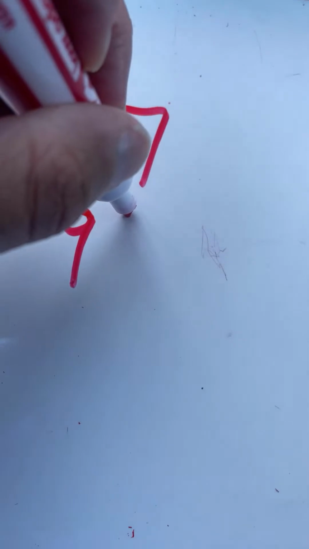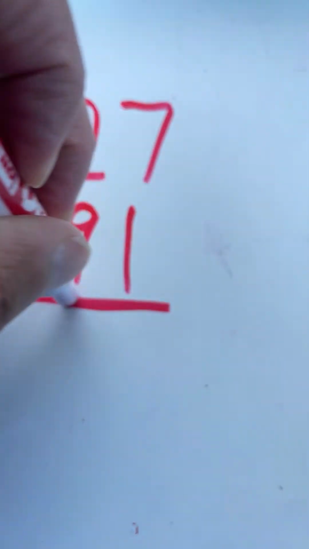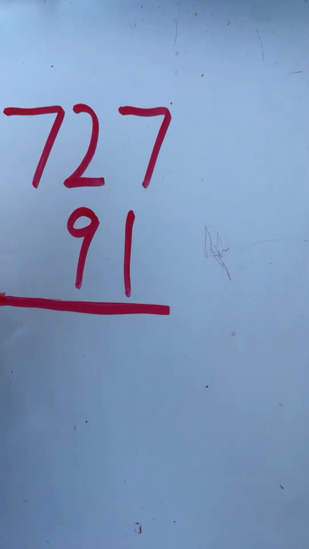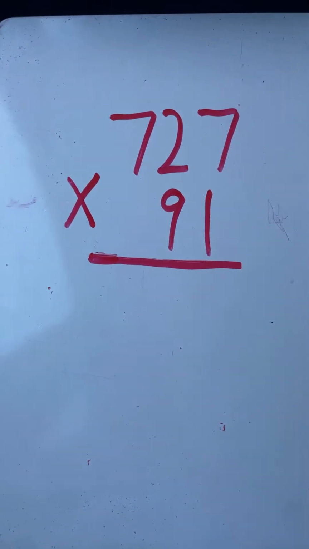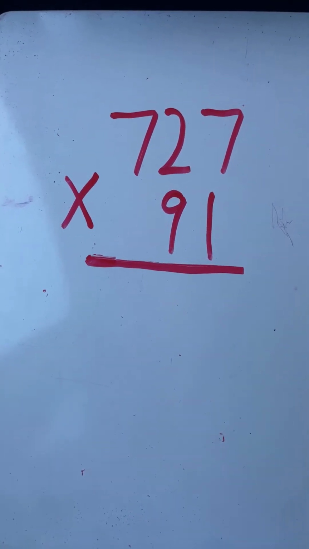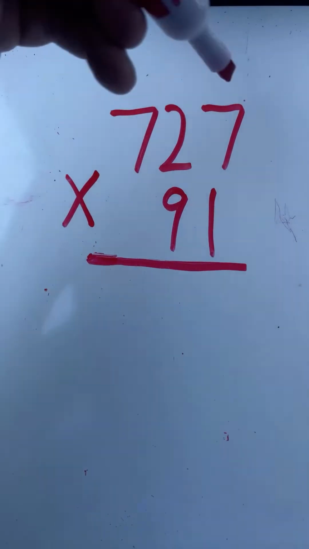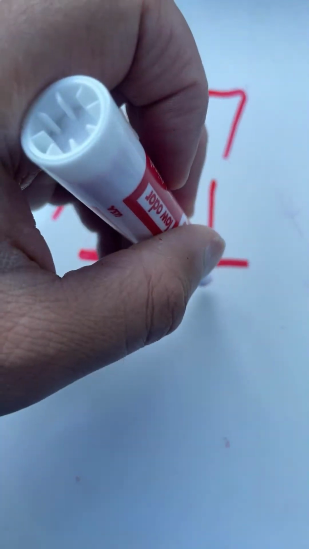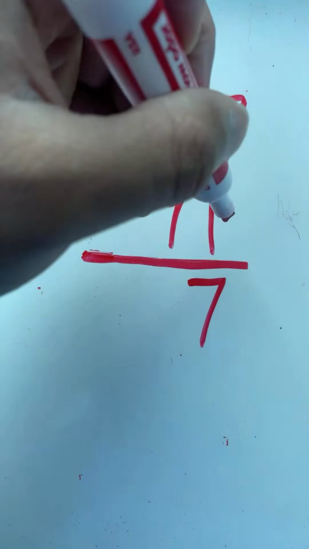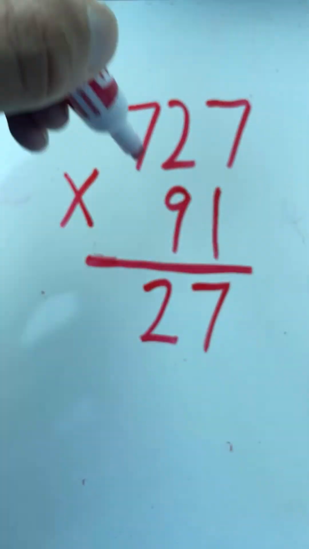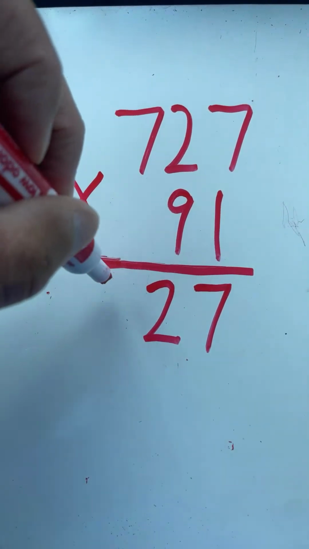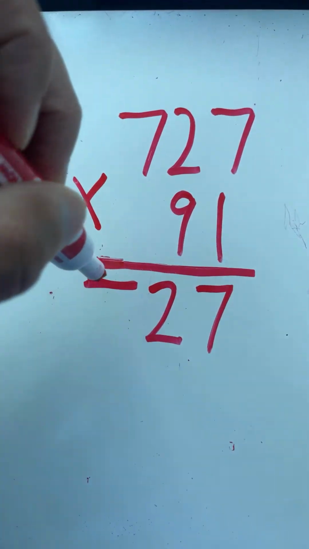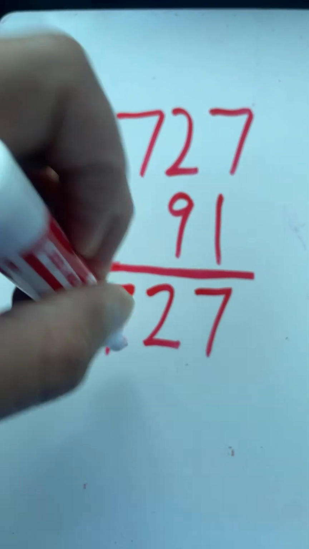All right, 727 times 91. So starting in the ones place, it actually starts off pretty easy. Anything multiplied by 1 is going to equal the number itself. 7 times 1 equals 7. 2 times 1 equals 2. 7 times 1 again equals 7. And we did not need to do any regrouping because all of our products were less than 10.